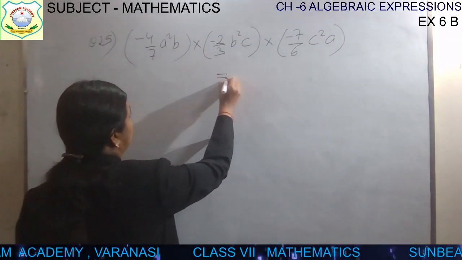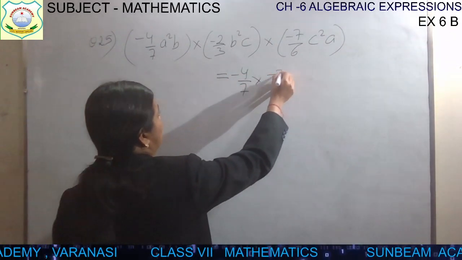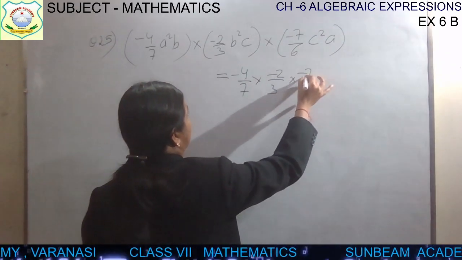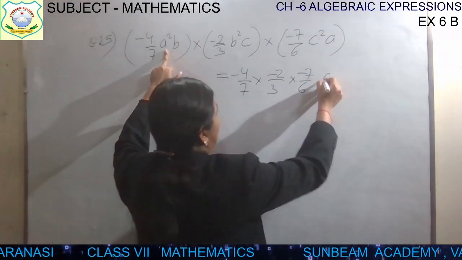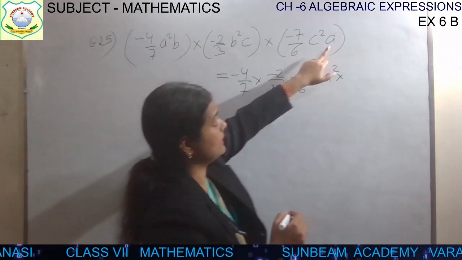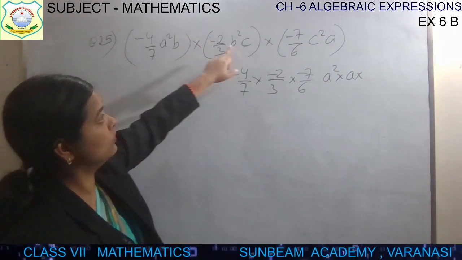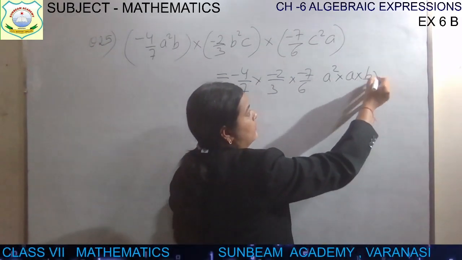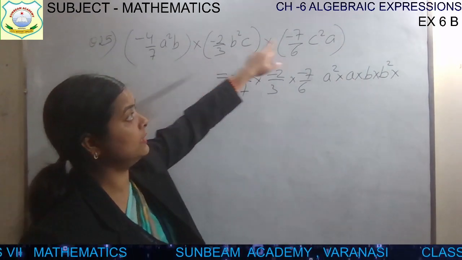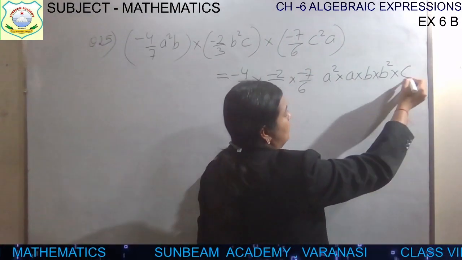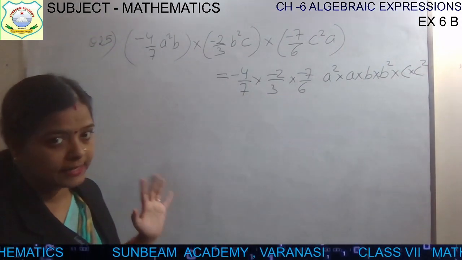So when you multiply, just collect the coefficients: minus 4 by 7, minus 2 by 3 and minus 7 by 6. Now collect the variables. a to the power 2 into a, one more a is there. Then b into b square, and then we collect the c part, c into c to the power 2. In this way you have written all the things side by side.